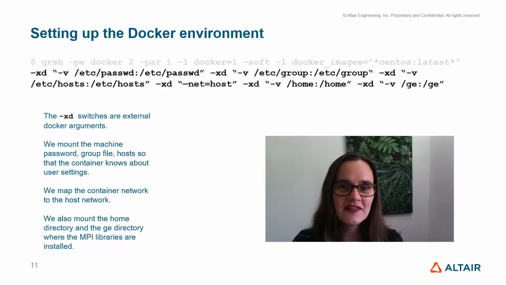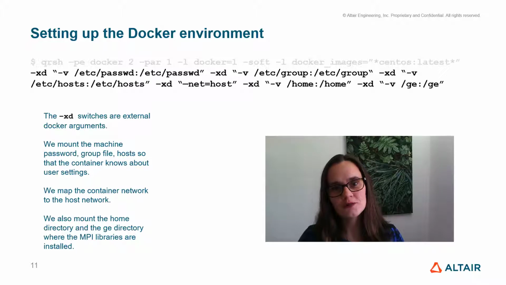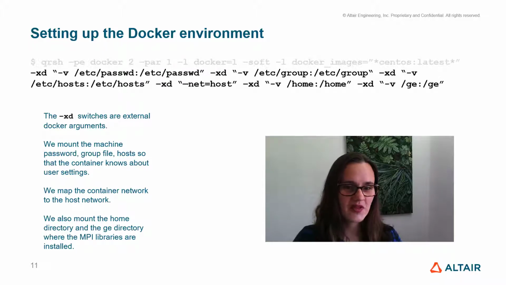The next -xd switches are all external Docker arguments. The container doesn't know about users and permissions, and so we have to pass that information into the containers. We're also going to tell Docker to use the host network, and we're also going to mount the home directory. The final argument mounts the GE directory because that's where the MPI libraries are installed.